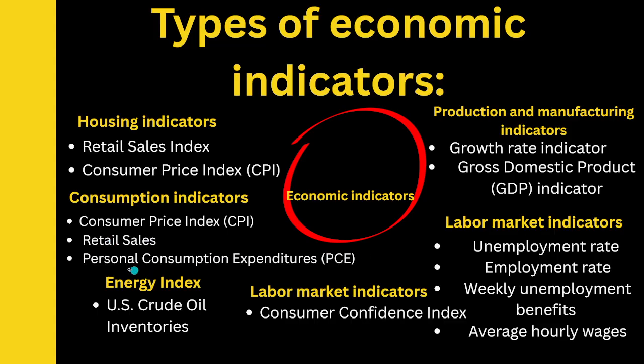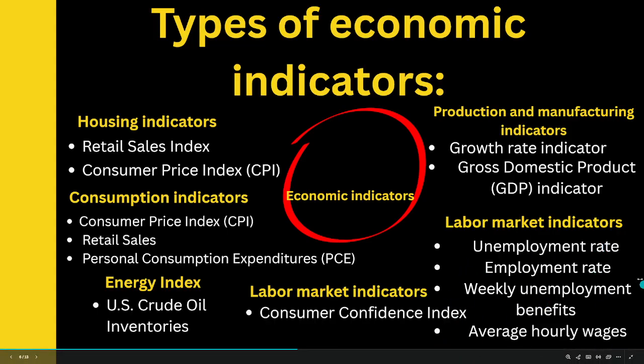You will also find energy indices, labor market indicators, production and manufacturing indicators, which are very important as well. These include growth rate indicators, gross domestic product, which is the GDP indicator, and lastly we also have the labor market indicators, which include unemployment rates, employment rates, weekly unemployment benefits, and average hourly wages.